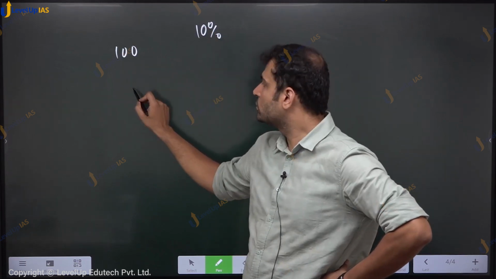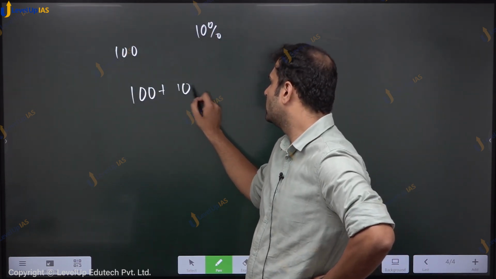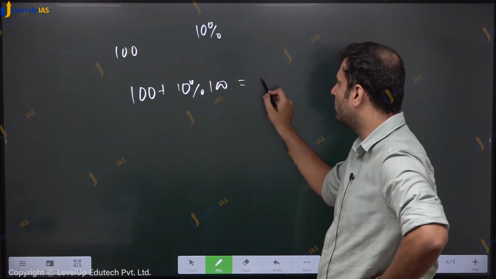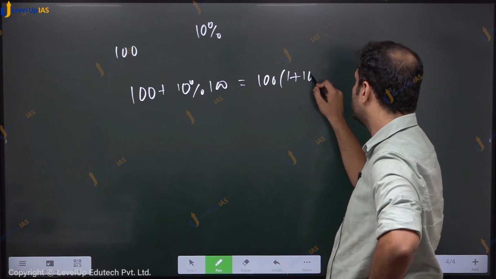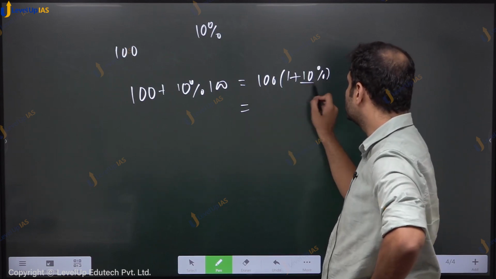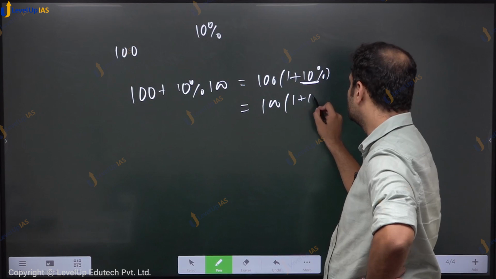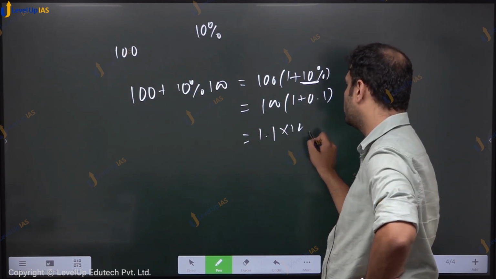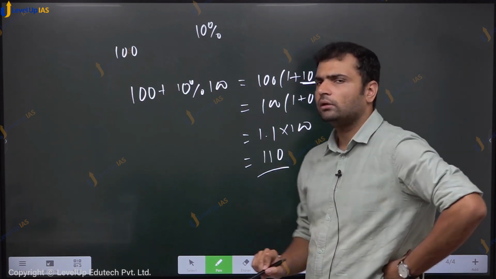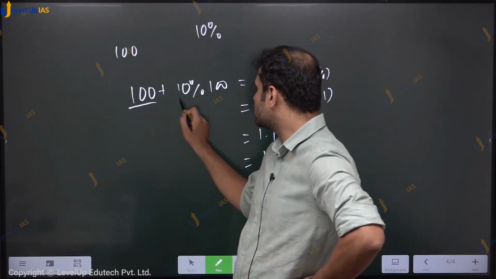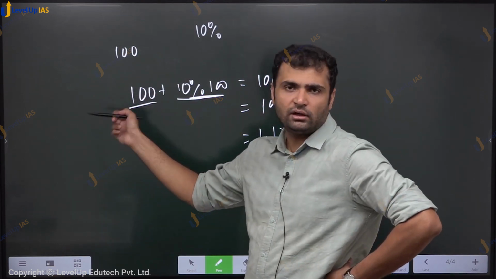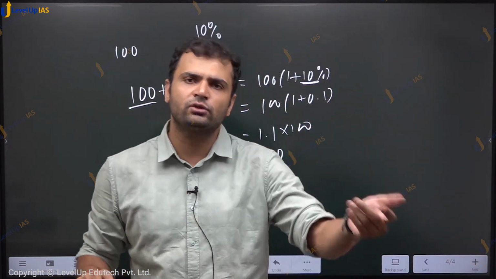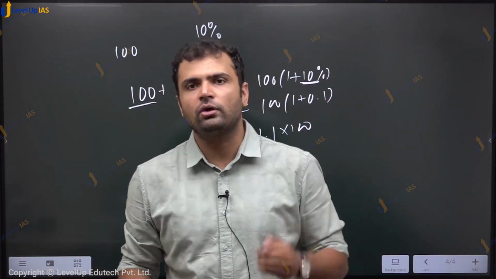If the 100 is increased by 10%, तो क्या quantity बनेगी? 10% of 100 only, ना? So new quantity will be 100 plus 10% of 100. You can take 100 as common, so 100 into 1 plus 10%. 10% is nothing but 0.1. So it is equal to 1.1 into 100. Directly यहाँ पे भी ऐड कर सकते हो. 100 plus 10% of 100 is 10. So 110. 10% increase on 100 मतलब 100 का 110 बनेगा. 20% increase on 100 मतलब 100 का 120 बनेगा, etc.